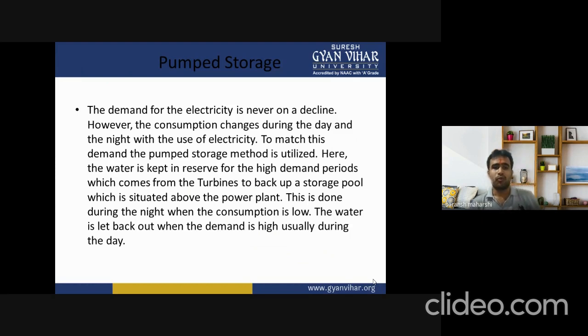Here, the water is kept in reserve for the high demand periods. It comes from the turbine back up to a storage pool, which is situated above the power plant. This is done during the night when the consumption is low. The water is let back out when the demand is high, usually during the day.